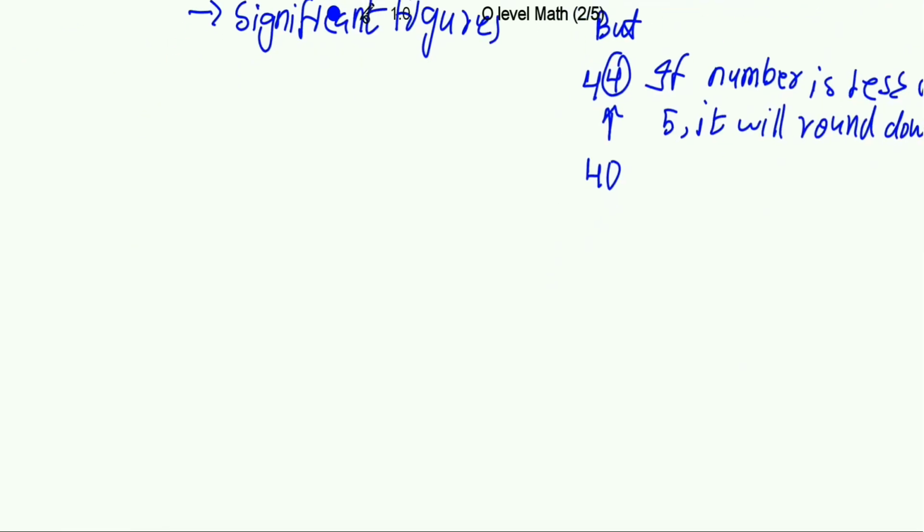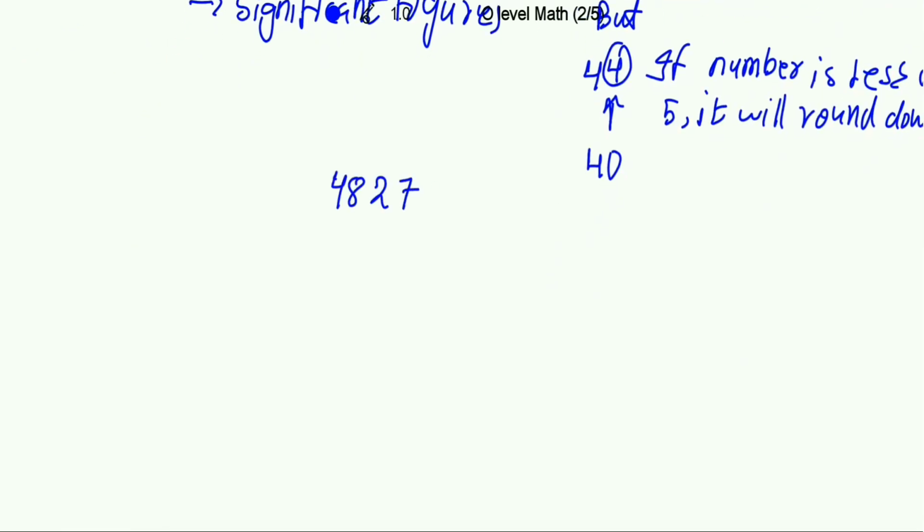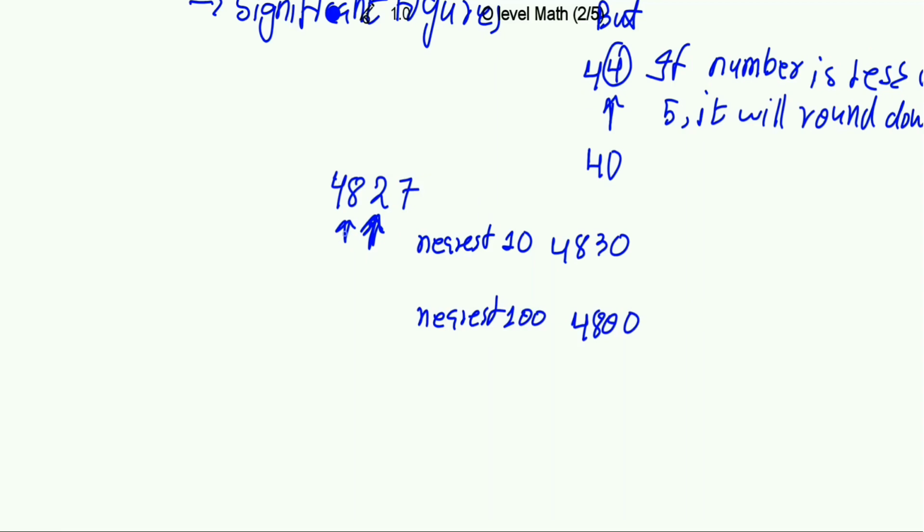So let's say that we have the number 4827, and we want to round it to the nearest 10. Then it's going to be 4830. If you want to round it to the nearest 100, then it's going to be 4800. If it needs to be rounded to the nearest 1000, then it's going to be 5000. Again, for the nearest 10, you can see the 7 is greater than 5, so round it up to 30. For the nearest 100, 2 is less than 5, so it's going to be 4800. For the nearest 1000, you can see 8 is greater than 5, so round it up to 5000.